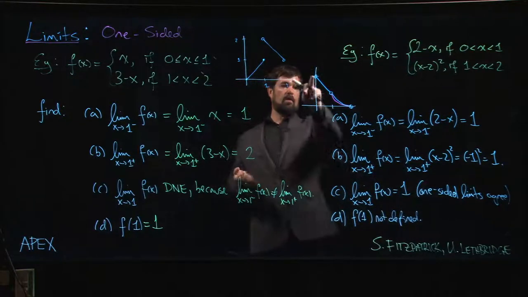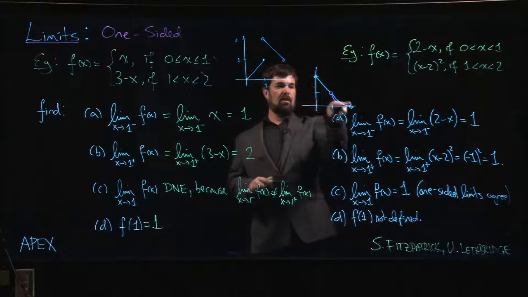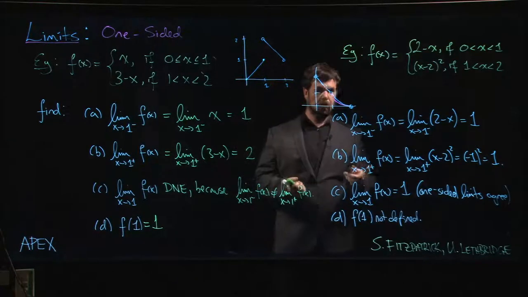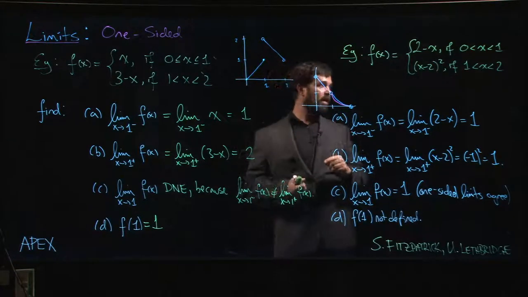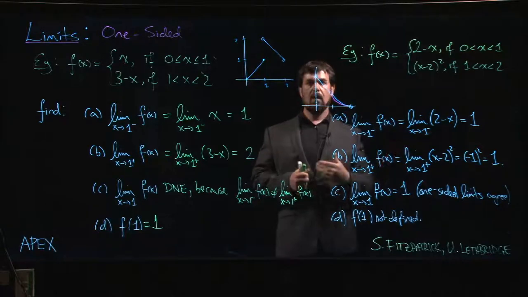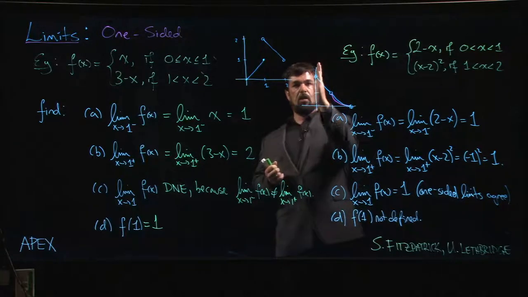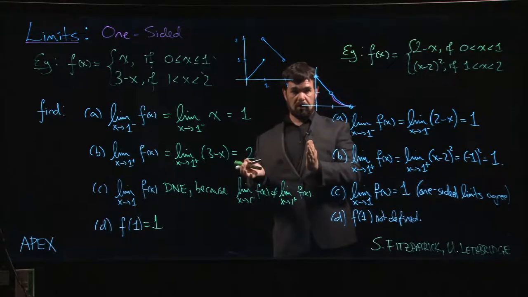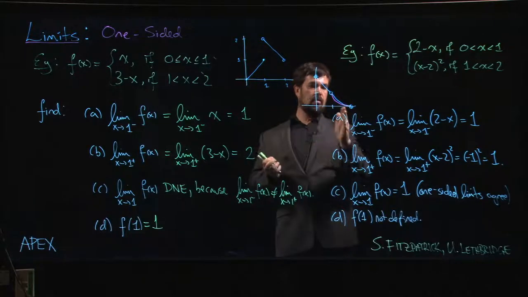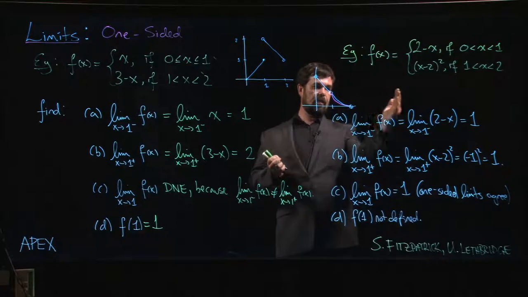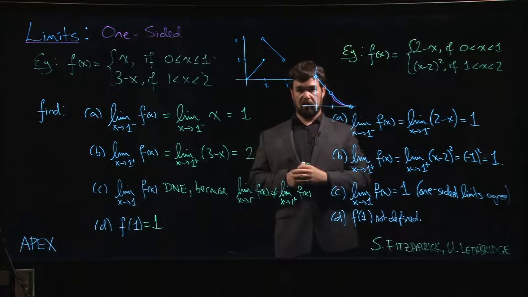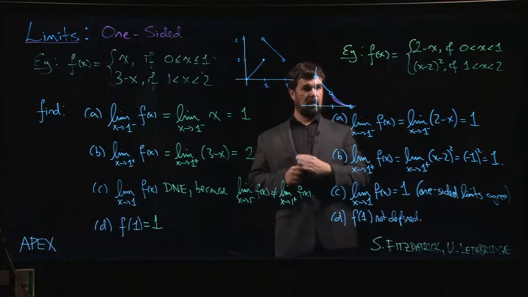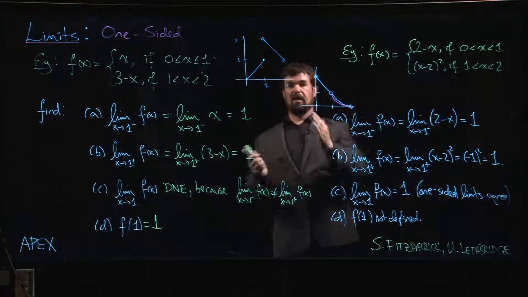Again, we could also ask what's going on at 0 and at 2. F of 0 is not defined either, neither is f of 2. Once again, at 0, we can only talk about the right-hand limit because values less than 0 are not in the domain. At 2, we can only talk about the left-hand limit because we can't look at x values bigger than 2. They're not in the domain. So we can only look at one-sided limits at the ends of the domain.